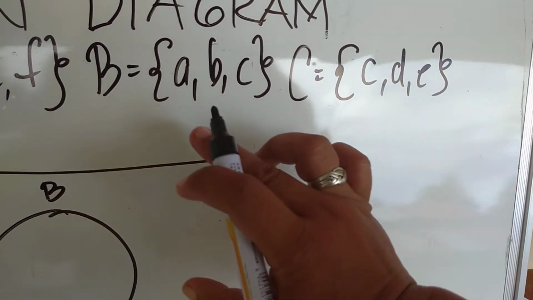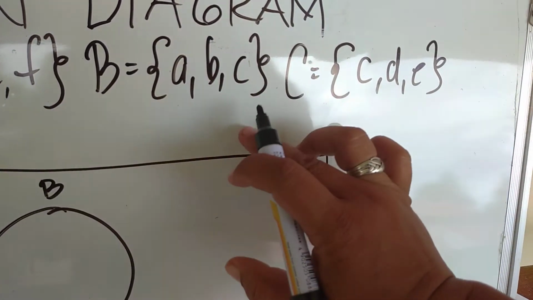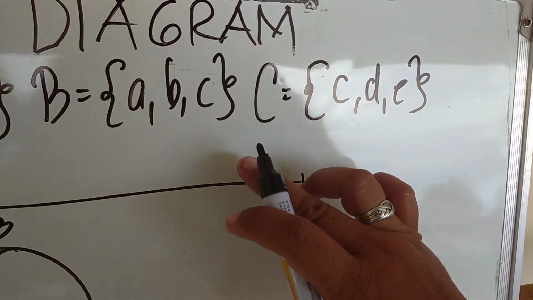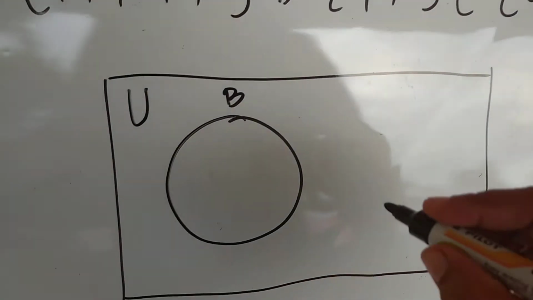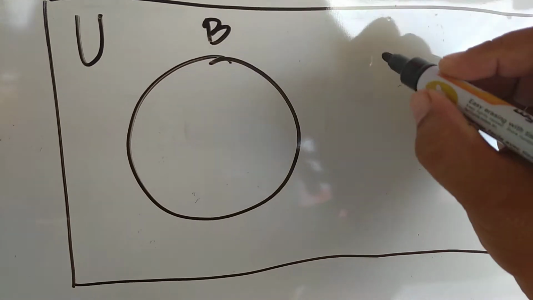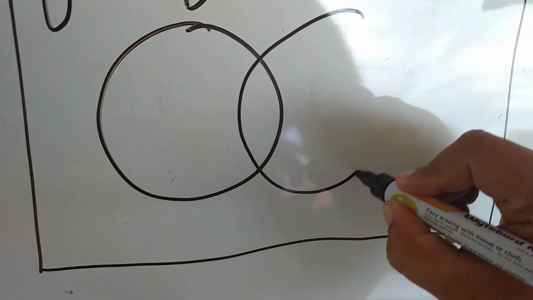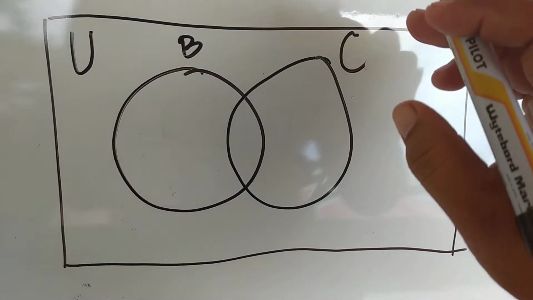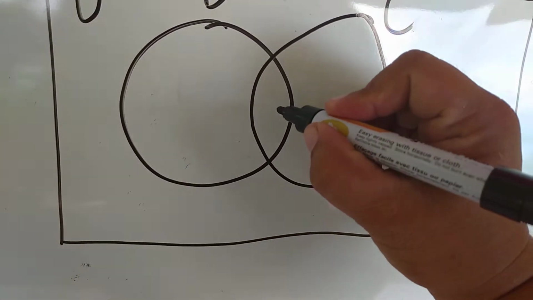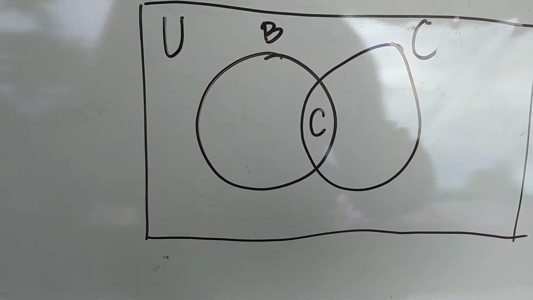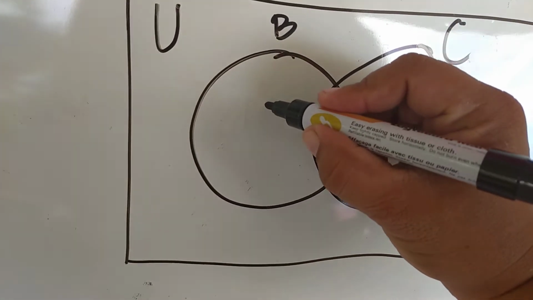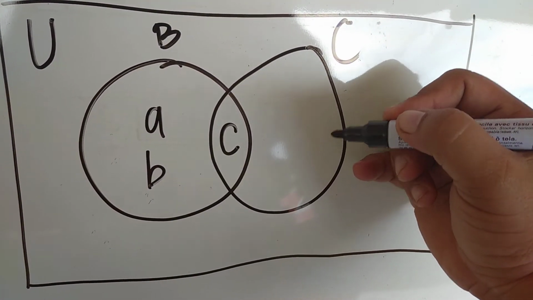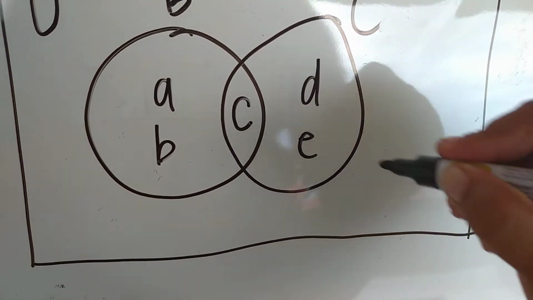So if we compare the two sets, they have a common element. That common element is C. Okay, so we are going to illustrate that now using this Venn diagram. This is your set C. And your common element is C. Then in set B we have A, B, and in your set C we have D and E.